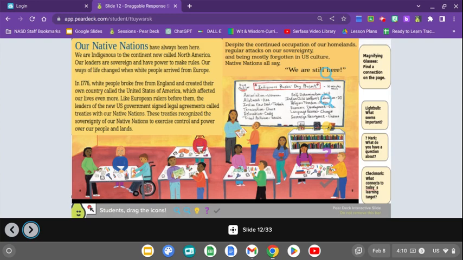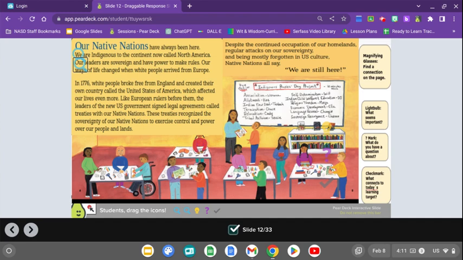Our native nations have always been here. We are indigenous to the continent now called North America. Well, I see that pronoun we, and in the next sentence, I see the possessive pronoun our: our leaders are sovereign and have power to make rules. Our way of life changed when white people arrived from Europe. In 1776, white people broke free from England and created their own country called the United States of America, which affected our lives even more.